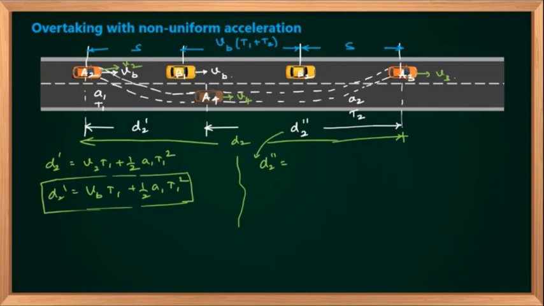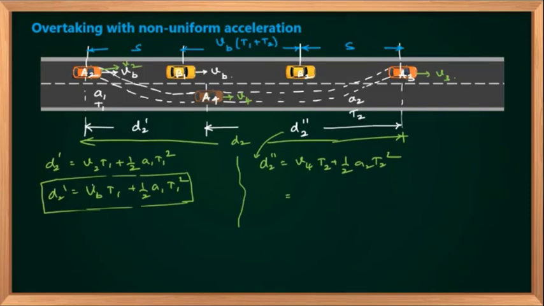What happened? Yeah, it is v4, t2 plus half a2 t2 square. Very good. What about this v4?